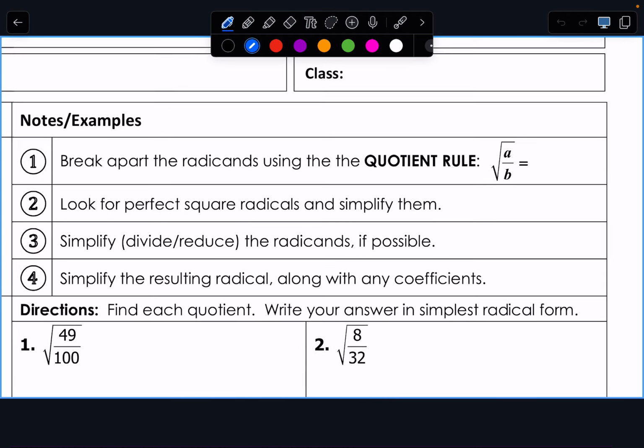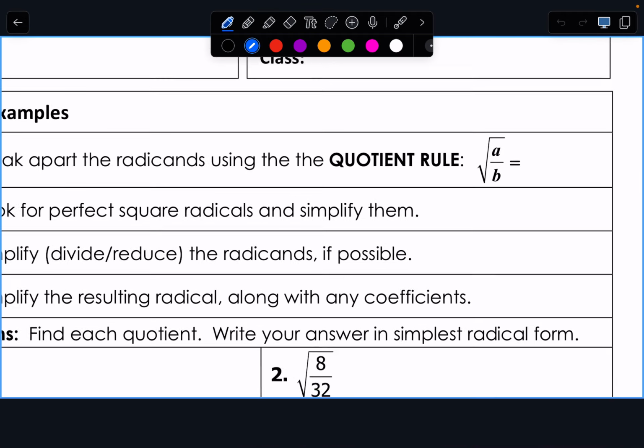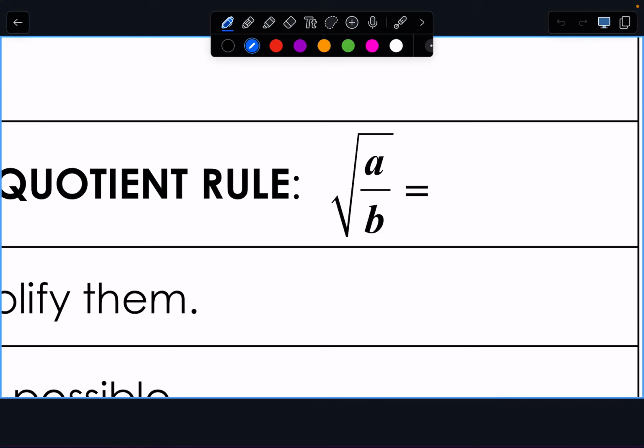When we have division, the same thing happens. Okay, I'm going to zoom in here. The square root of a over b is the same thing as the square root of a over the square root of b. So we can go back and forth between these two forms depending on what helps us the most.